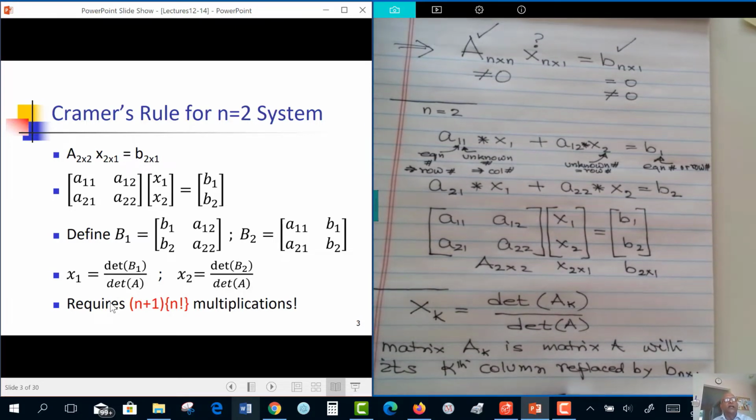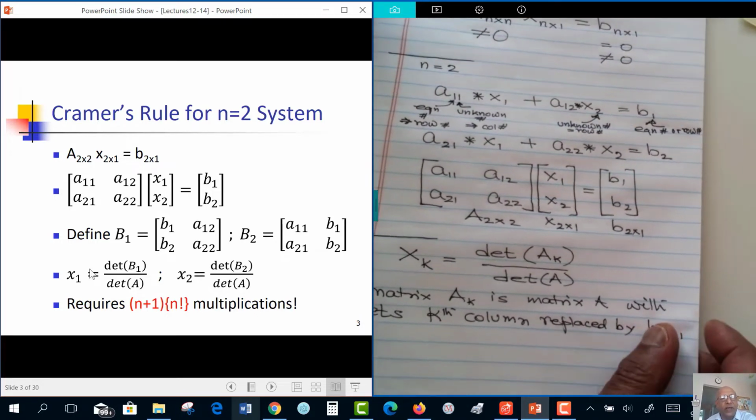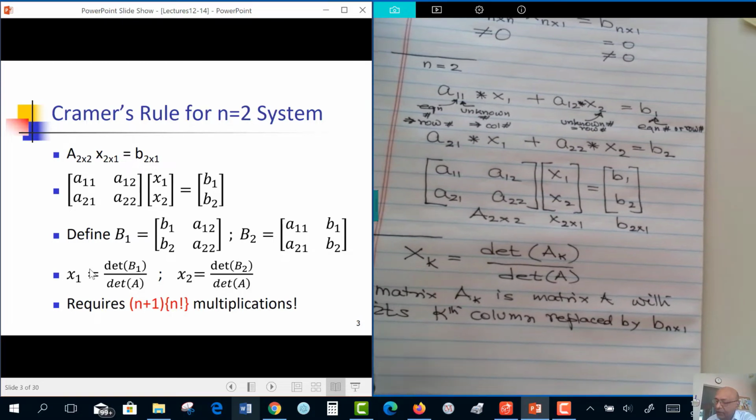So you can see here in our 2 by 2 system, A times X is equal to B. So we define a matrix A1, where the first column of A is replaced by B. Here is matrix A2, where the second column is replaced by vector B. So here are our ratios. Now, for a 2 by 2 system, this is very efficient. But let's see what happens when we go to an n by n system.